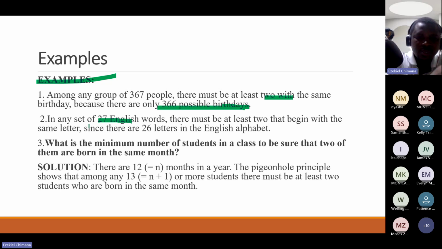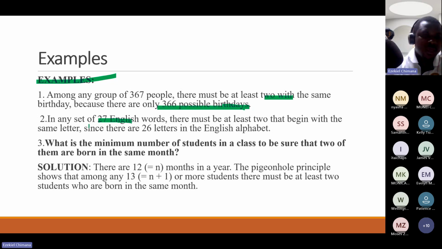Why? Because if you spread these words, maybe each word starts with A, then the other one is B, then C, whatever. We are going to end at 26. Then when you pick the next word, it's going to start with any of the letters from A to Z, which means you are repeating one. So at the end, at least two are going to begin with the same letter.